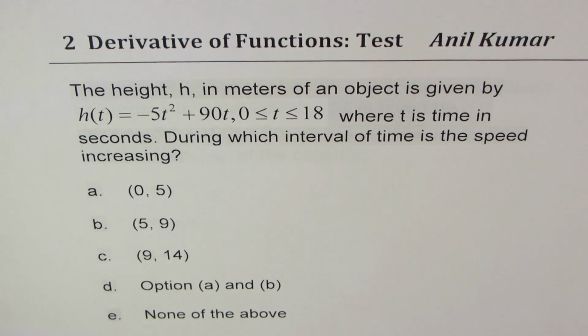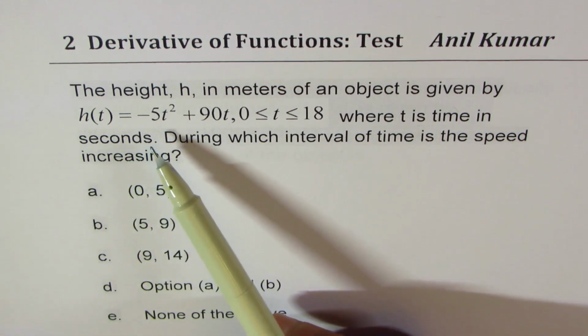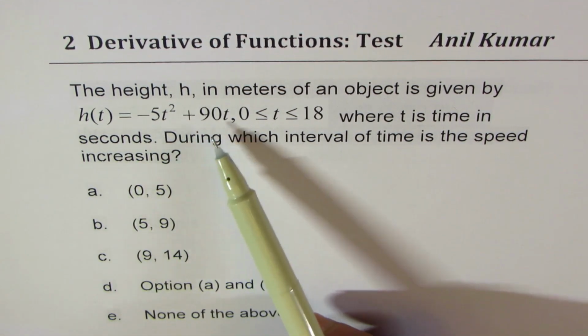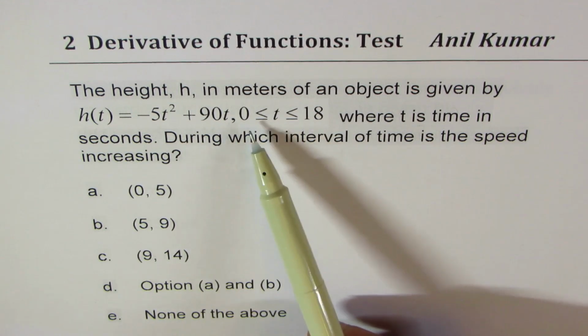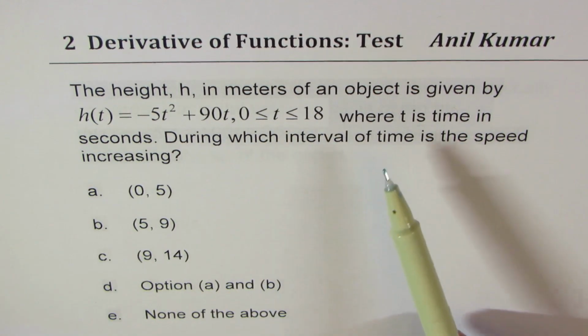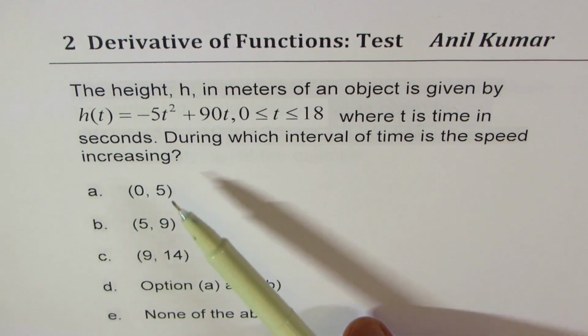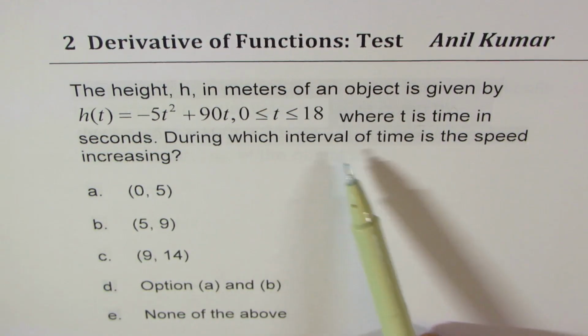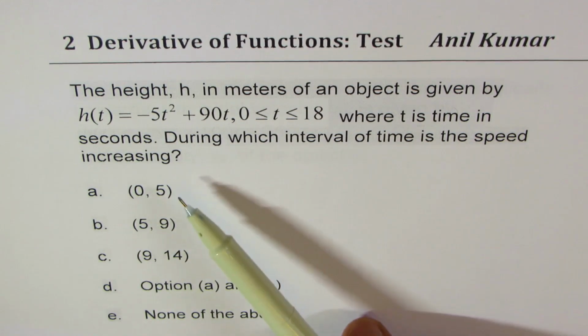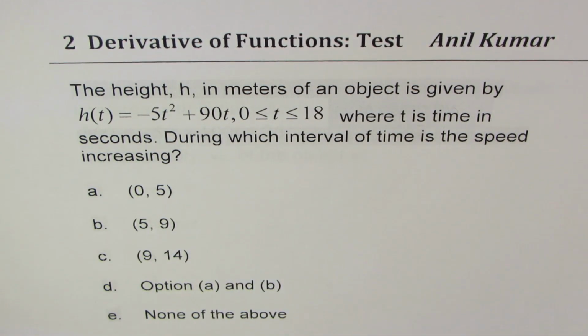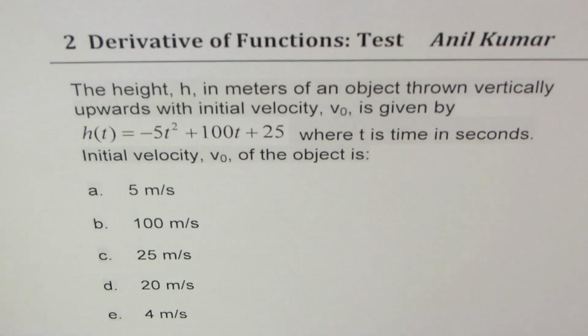The question here is, the height h in meters of an object is given by h of t equals minus 5t squared plus 90t, where t is between 0 to 18, and where t is time in seconds. During which interval of time is the speed increasing? Based on a similar formula, we have another question.